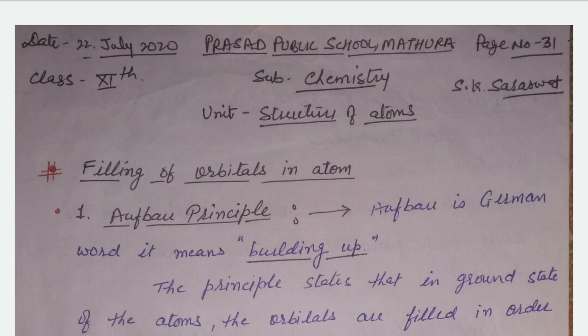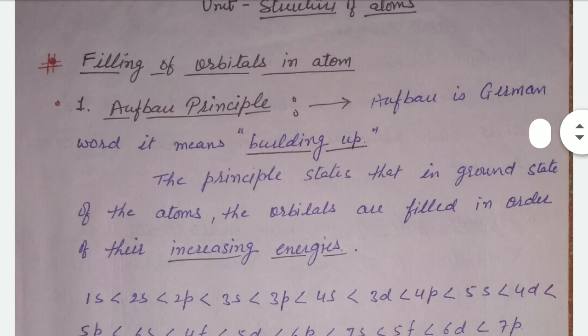After the discussion of the shapes of s orbital, p orbital, and d orbital, we are going to our next topic: filling of orbitals in an atom. We can fill orbitals in an atom with electrons first by the Aufbau principle. Aufbau is not a scientist; it's a German word. It means building up.